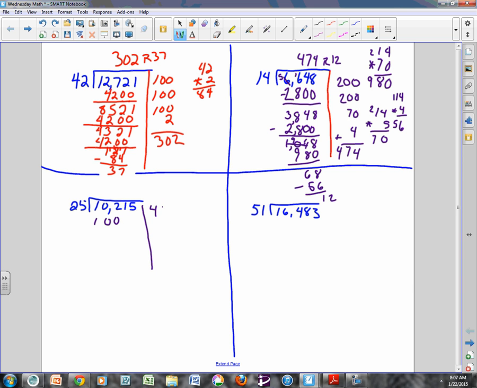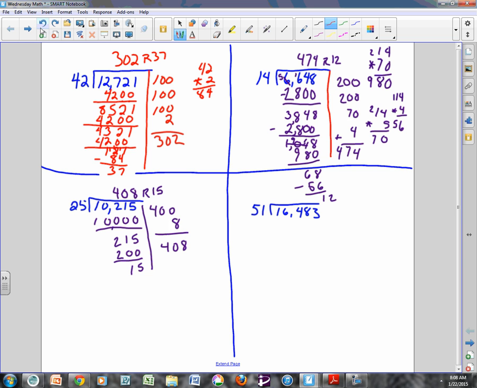But if I add 2 more zeros, I get 10,000. Now when I subtract, I have 215. And I know that 8 times 25 is 200. And now when I subtract, I get 15. And that's less than my divisor. So my answer is 408 with a remainder of 15.